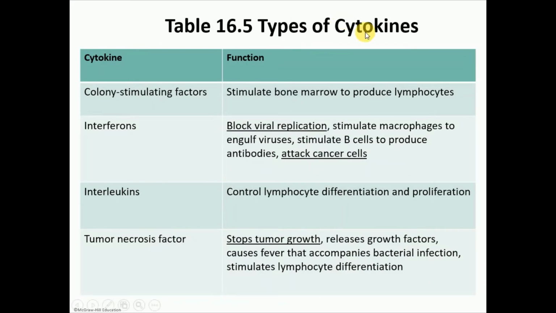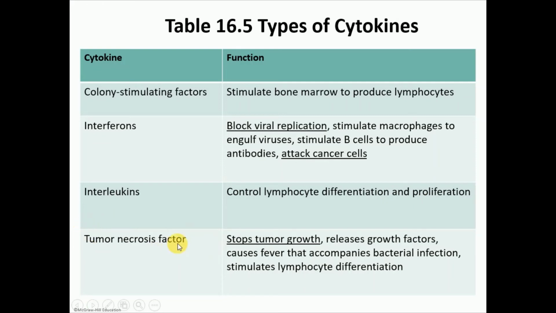Now for the different kinds of cytokines, or the chemicals that can come out, we have the colony stimulating factors, and those stimulate your bone marrow to produce more lymphocytes. We have interferon. We kind of associate interferon with the attacking or blocking of viral replication and attacking cancer cells. Interleukins have very different responses. We talked about interleukin 1, which we've called the endogenous pyrogen that leads to a fever. Other interleukins can control how lymphocytes differentiate and proliferate.